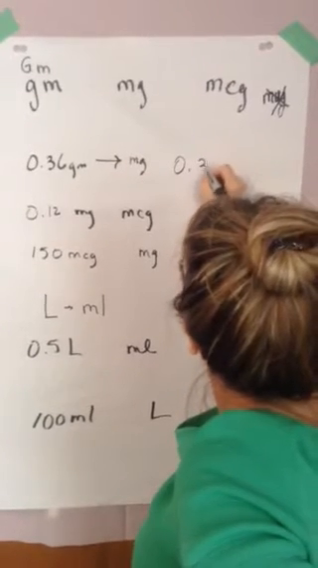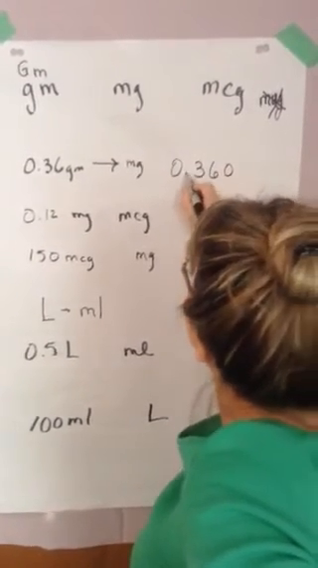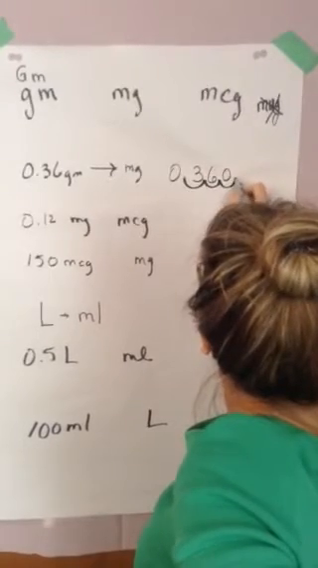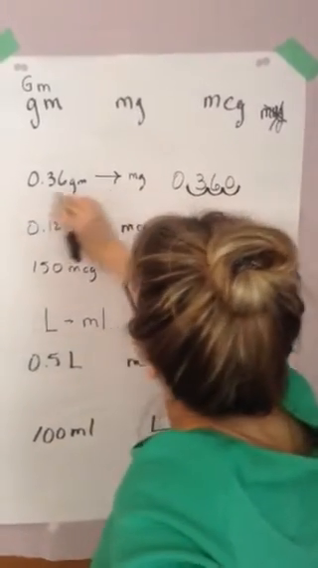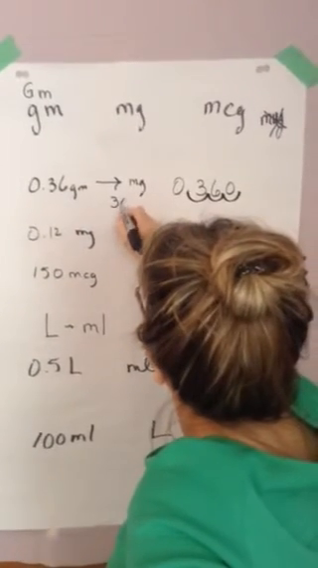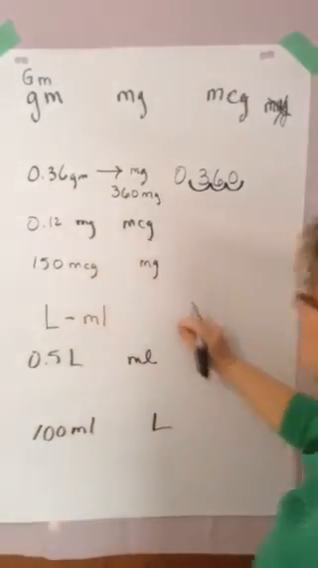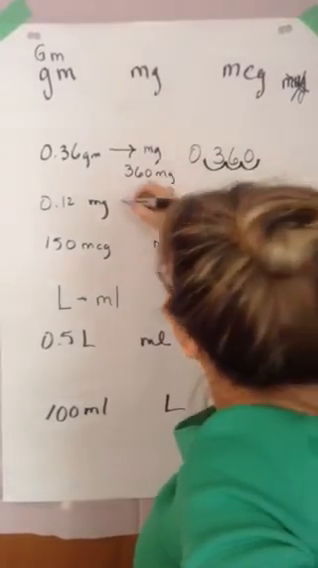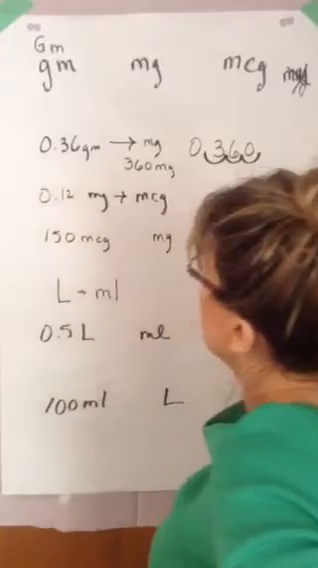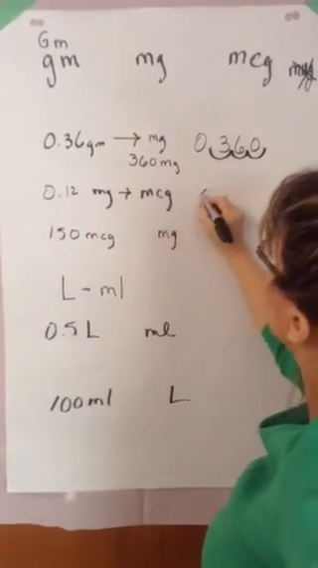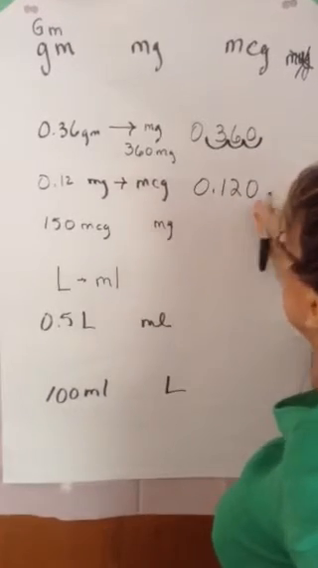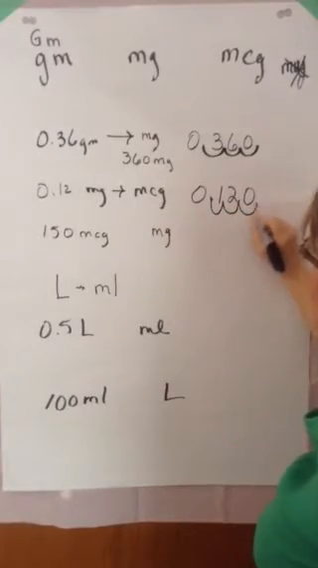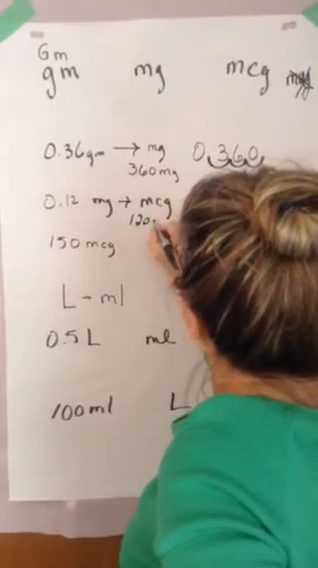So my 0.36, and I'm going to add a 0 here, needs to go over 3 places. 1, 2, 3. So my answer is that 0.36 grams equals 360 milligrams. I'm going to do this again. Milligrams to micrograms. Micrograms is smaller. So my decimal is going to move 3 places to the right because this is smaller. So 0.12, and I'm going to add a 0 because I know I need 3 places, is going to go 1, 2, 3. And so my answer is 120 micrograms.